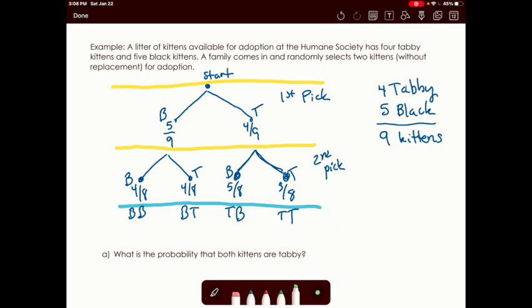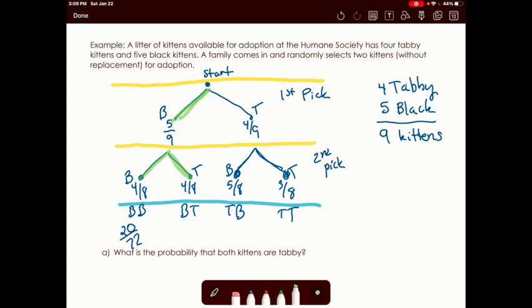Now, if I go down and I calculate these probabilities, I'll use green. If I pick a black the first time, that's 5 9ths. And then I pick a black the second time, that's 4 8ths. So I would have to take 5 9ths times 4 8ths. That would give me 20 out of 72. Now, if I go down this path, where I get a black cat the first time and then a tabby the second time, that would be a 20 out of 72.